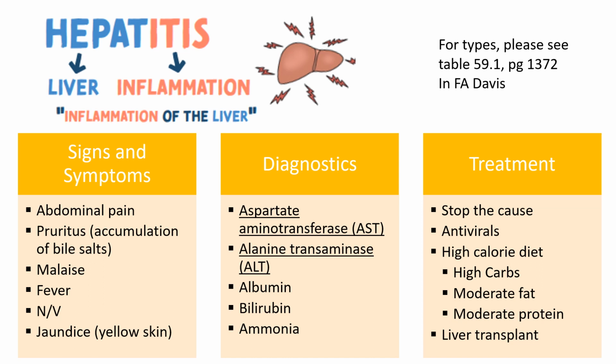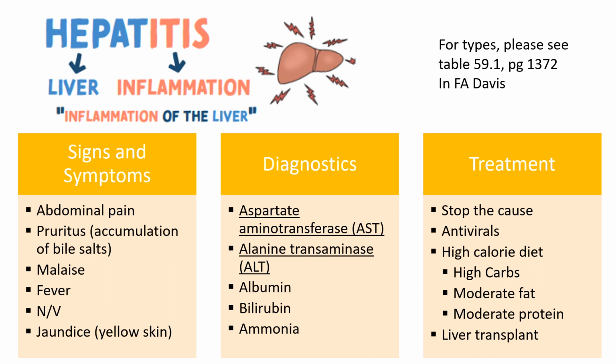Signs and symptoms of hepatitis include abdominal pain, irritability, pruritus, which is itching of the skin, malaise, fever, nausea, vomiting, jaundice, which is that yellowing of the skin, and laboratory abnormalities such as elevated liver enzymes, AST, and your ALT. Those are the big ones for liver, AST and ALT. There's other ones. There's elevated bilirubin, elevated serum ammonia. They can have a decreased albumin.